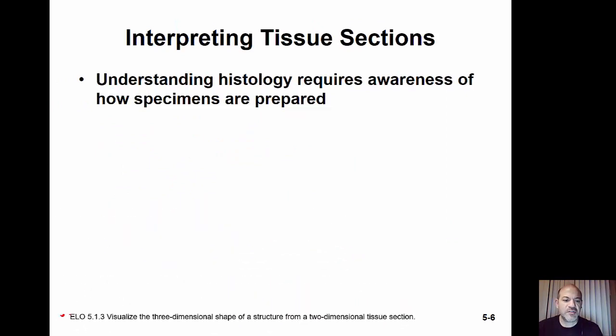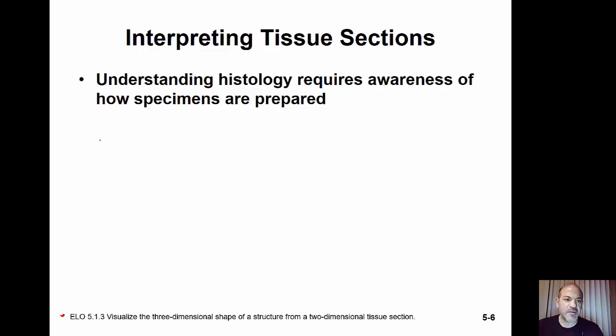Our third objective is to visualize the 3-dimensional shape of a structure from 2 dimensions in a tissue section. So here, when we prepare a tissue to look at under the microscope, we take pieces of it or sections, and we look at it from one angle, and it gives us a 2-dimensional view. So how do we go from a 3-dimensional structure to understand what it is we're looking at, which will appear as 2-dimensional?